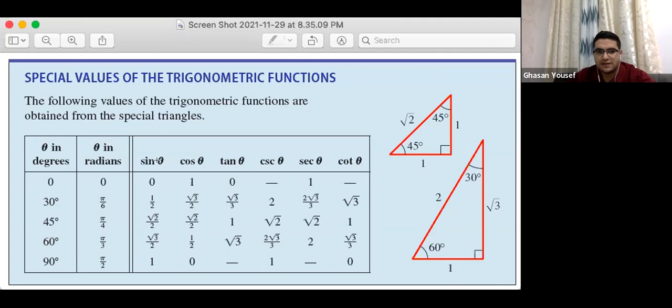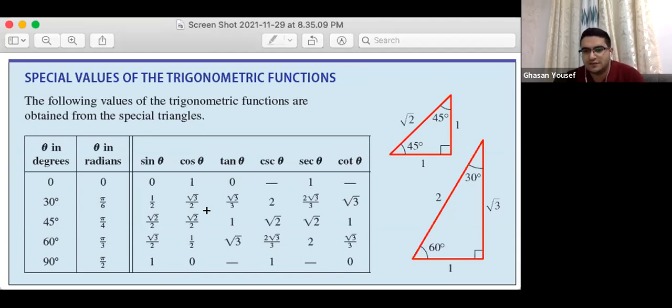For the angle 60, the sine of 60 is square root of 3 over 2. The cosine of 60 is 1/2. And the tan of 60 is square root of 3. And the same goes for the cosecant, the secant, the cotan, because all of them are the reciprocal, like we said last time.